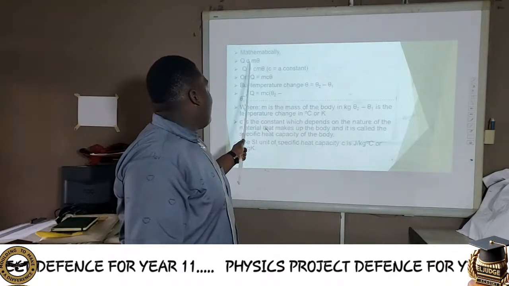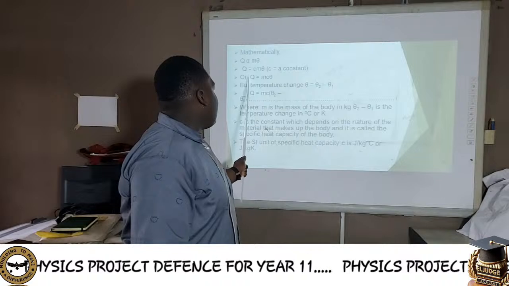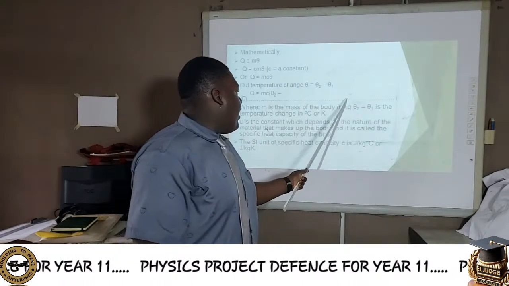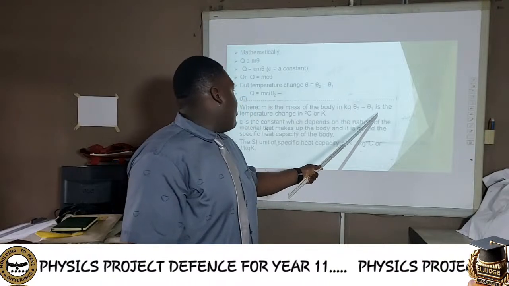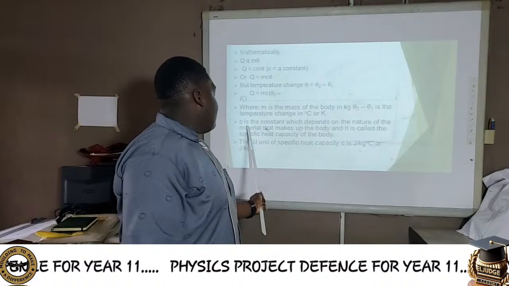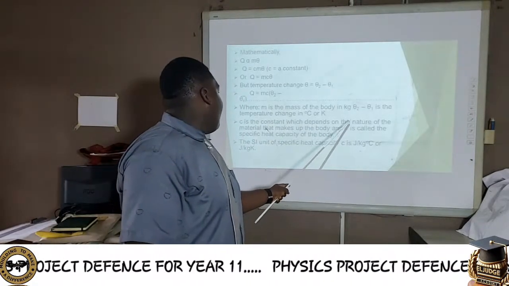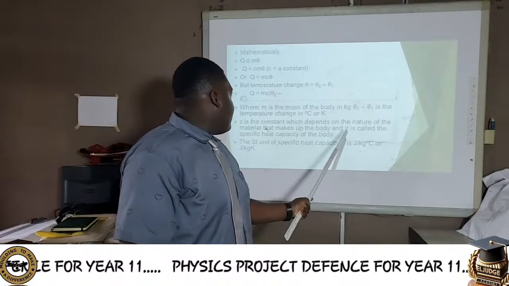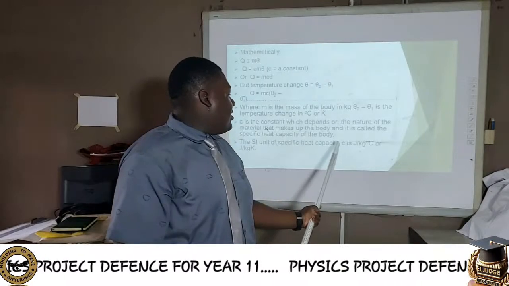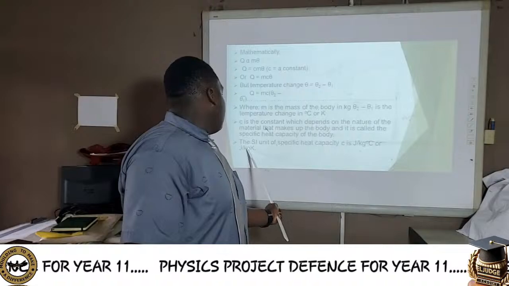Mathematically, Q is directly proportional to M theta. So this is how to write the formula, where M is the mass of the body in kg, theta 2 minus theta 1 is the temperature change in degrees Celsius or Kelvin. C is the constant which depends on the nature of the material that makes up the body, and it is called the specific heat capacity of the body. The SI unit of specific heat capacity is joules per kilogram Kelvin.